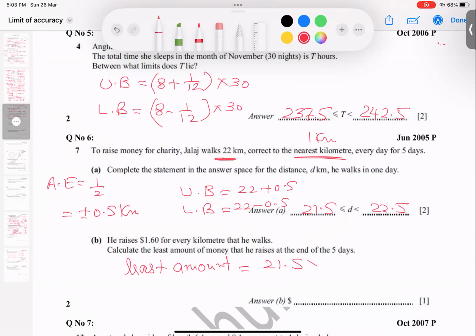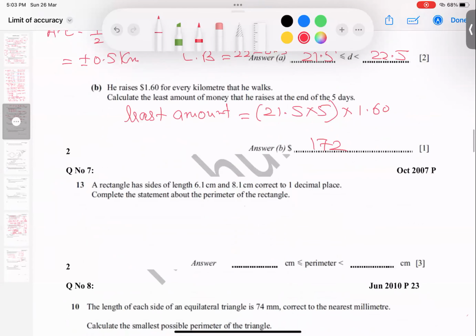21.5 for 1 day times 5 becomes 5 days, and each day's distance is multiplied by $1.60. I hope that's clear. So 21.5 times 5 times 1.60, and the money he collects is $172 in 5 days. I believe the point is very clear, and now we go for the next question.